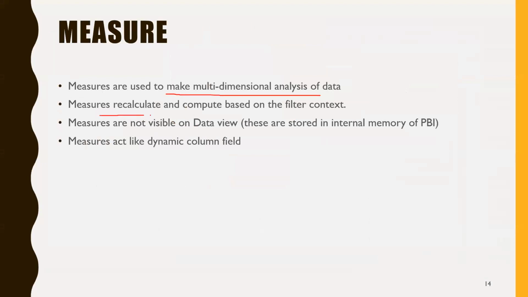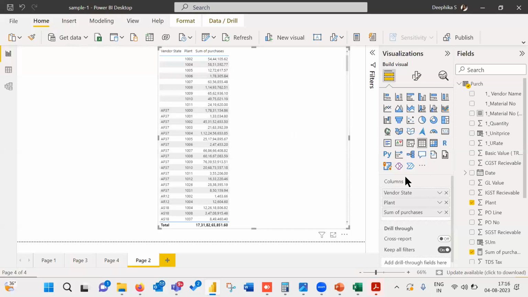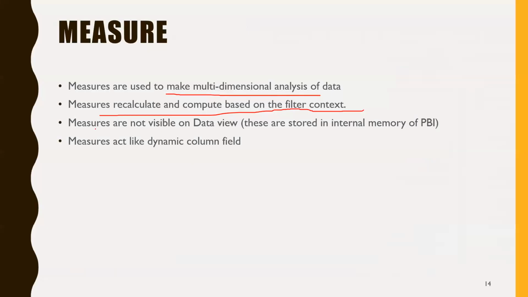It can recalculate or compute based on the filter context. So filter context, what I meant was the row context, where I drop in more columns. Based on the more columns, the amount is going to change. This is called as row context or filter context. Okay, measures are not visible on the data view. It is stored in the internal memory of Power BI. Okay, it is something equivalent to a dynamic column field. Okay, it's like a dynamic column field.